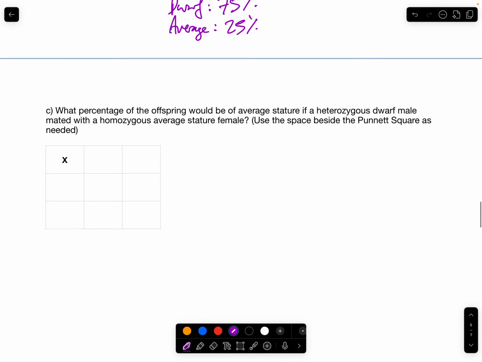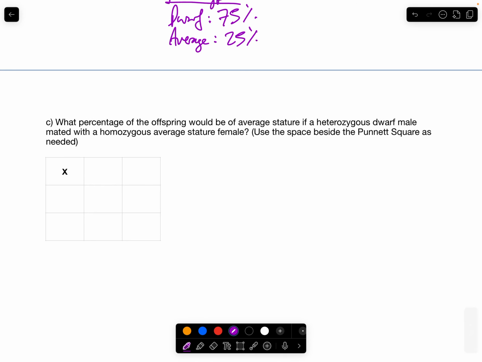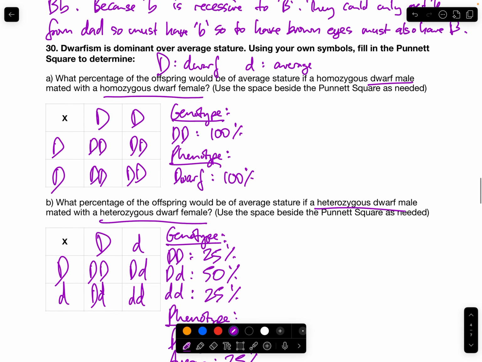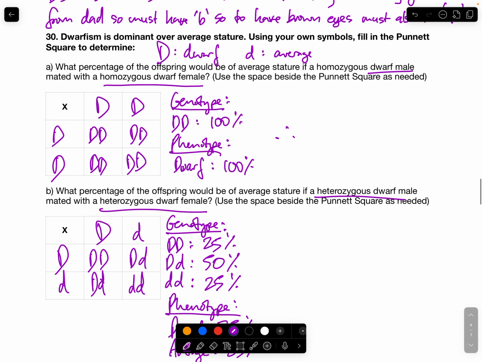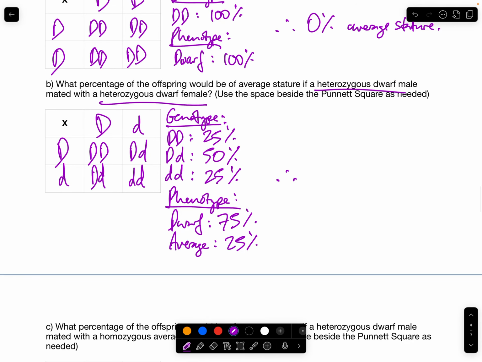What percentage of the offspring would be average stature if a heterozygous dwarf male is crossed with a homozygous average stature? Big D, small d, small d, small d, big D, small d. Looks like I didn't answer the question on the previous one. What percentage of the offspring would be average stature? I didn't answer these. 0% average stature. What percentage of the offspring would be average stature? 25% average stature.